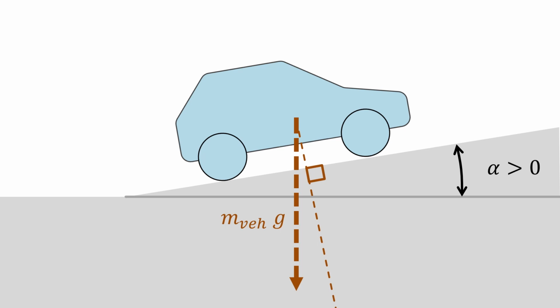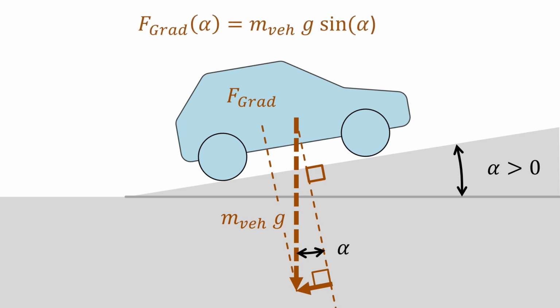If the vehicle is on an uphill gradient with angle alpha, the mass force is no longer perpendicular to the road. Therefore, it now has a force component in the longitudinal direction of the vehicle, which we call gradient force. Trigonometry helps us calculate the size of the gradient force since the forces are parts of a right triangle. Alpha is the angle between the mass force and the normal force of the road. Therefore, the gradient force can be determined with this equation. It equals mass of vehicle times g times sine alpha.